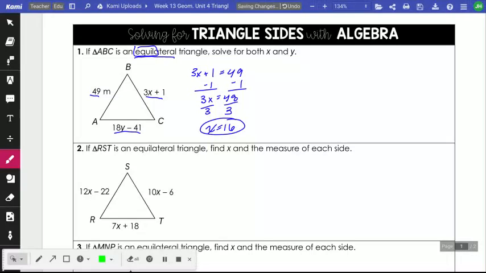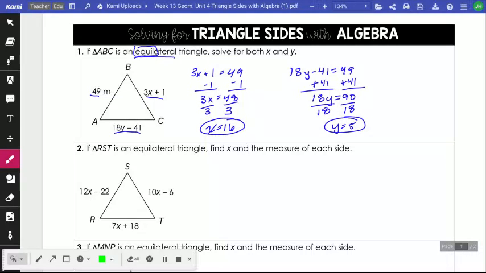Then I will keep using that 49 for y, but I'm going to set it equal to the other side. We're doing this again because it's an equilateral triangle. So I will first add 41 to both sides so that I have 18y is equal to 90. Divide both sides by 18 so that I have y is equal to 5.